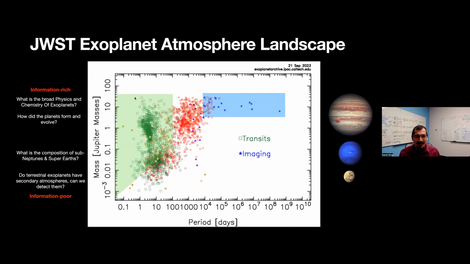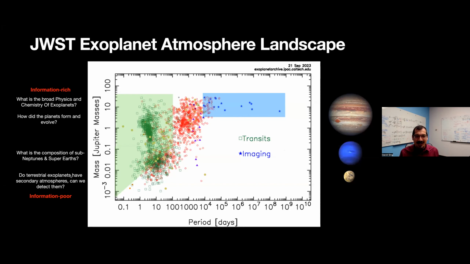And one thing to keep in mind, because this is such a large range in planet sizes, it turns into a large range in the quality of the spectra that we get: from information rich for gas giant planets, where we're starting to ask very detailed questions about the broad physics and chemistry and how the planets form, to down here at the terrestrial planet regime, where that's really the frontier, and we just want to know very basic questions. Does the planet have an atmosphere or not? Can we see it? So keep that in mind, exoplanets is now a very large, diverse field.